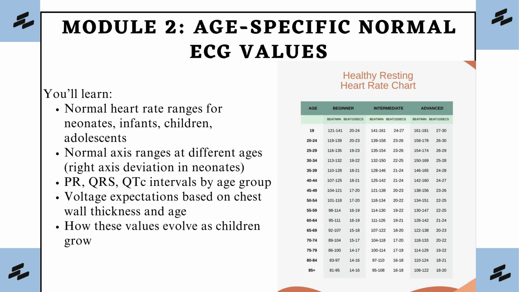We will also review PR intervals, QRS duration, and QTc values, all of which vary by age. Finally, we will look at expected voltage changes, including why thin chest walls in younger children can produce high voltages that may mimic pathology. By the end of this module, you will have a clear understanding of what constitutes normal values across pediatric age groups.